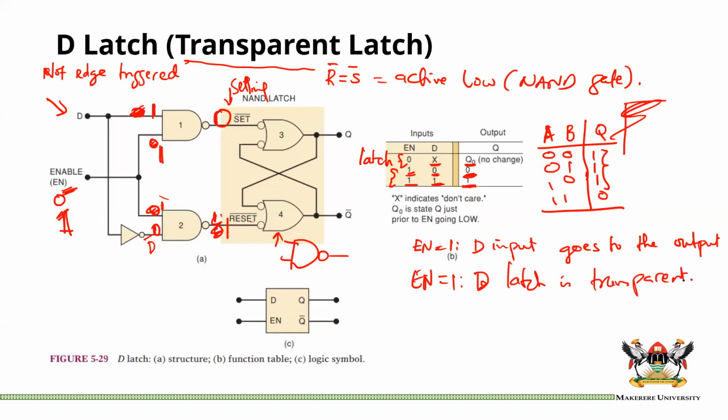Right. The D latch is transparent. It's transparent because the D input is going right through. Another thing we should remember about this is that enable is actually asynchronous. This whole thing is asynchronous, no synchronism. Okay, so we are not clocking or anything like that.